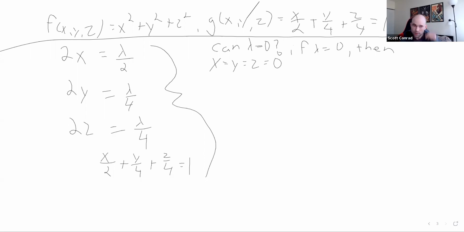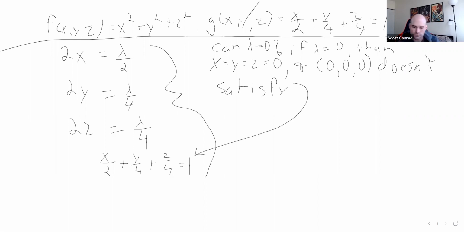And if x, y, and z are all 0, can that satisfy the constraint equation? No, it doesn't. You plug it in, you get 0 equals 1, which is not the case. So 0, 0, 0 is not on the plane we're considering, and so lambda can't be 0. There are no points corresponding to lambda equals 0. Now we can just assume lambda is not 0 and then kind of forget about the actual value of lambda.